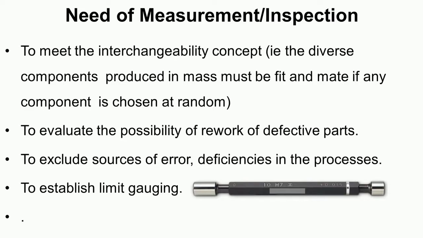Sometimes we go for limit gauging. To establish limit gauging, we need to inspect. Sometimes in the manufacturing area, we need not actually measure the size of the variable, for example the diameter of the bore, the length of the bore, or the depth. What is needed is whether they are within the acceptable limit or not. So actual measurement is not required. Such a system is called limit gauging. To establish limit gauging also we need to conduct inspection, so this indicates that there is a need for inspection.